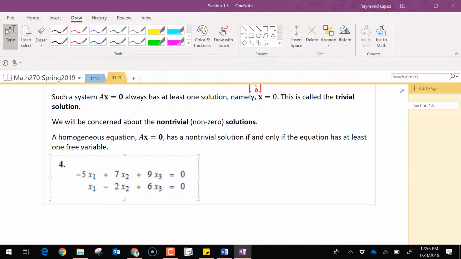This is problem number 4. We have 5x1 plus 7x2 plus 9x3 is equal to 0 as one equation. A second equation, x1 minus 2x2 plus 6x3 is equal to 0. And they want to know if we can find a solution to that.